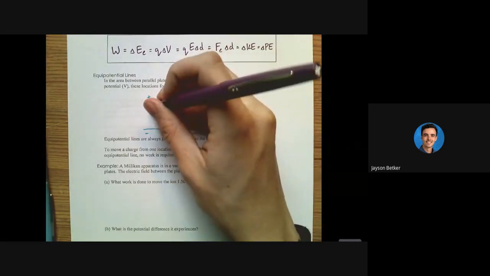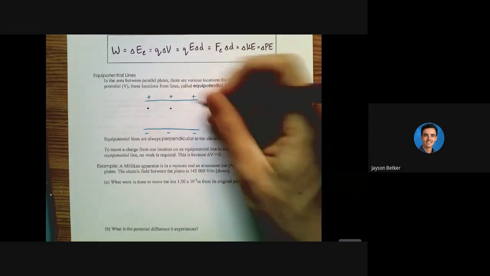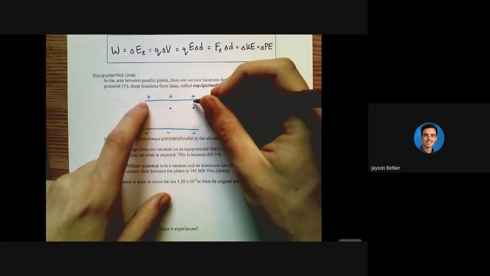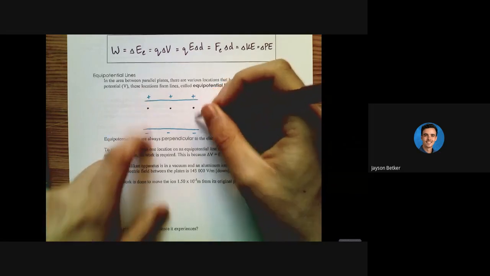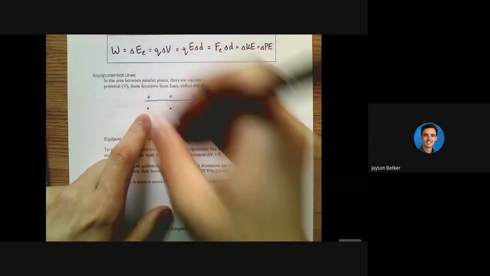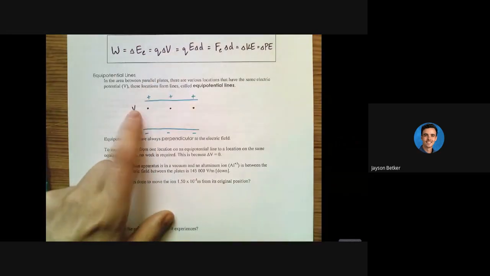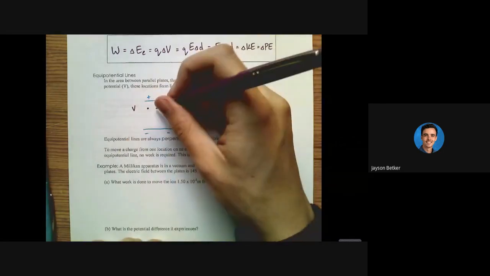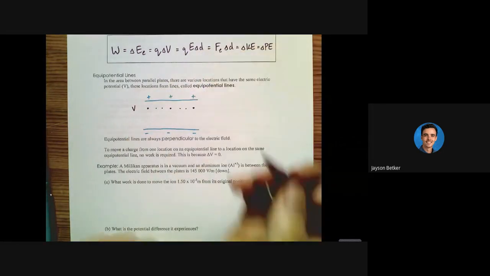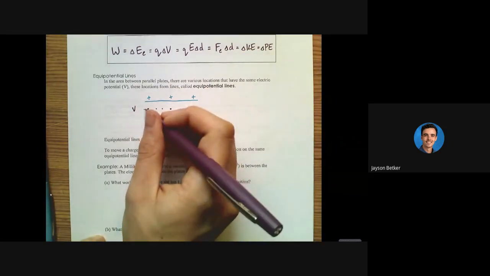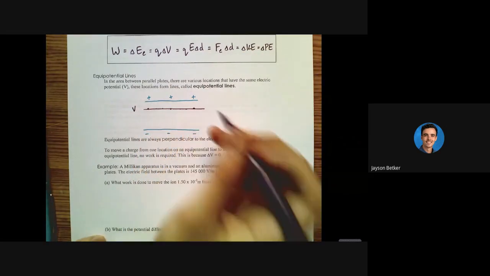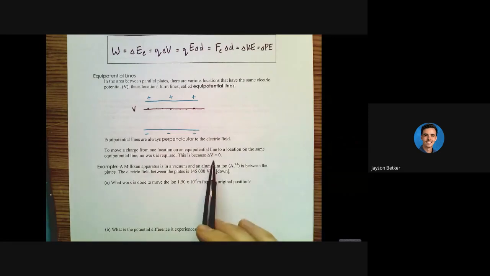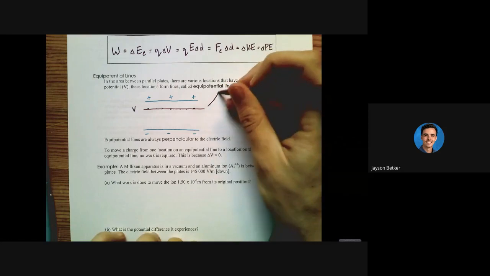If I take 3 locations right here, one here, and one here, and they all have the same distance from the top plate to them and the bottom plate to them, that means that the electric potential at this part, or at this space between these lines, is going to be equal throughout. It doesn't matter if it's there or there or there, it's all going to be equal throughout. And that's because the potential difference is equal to 0. So these are called equipotential lines. This right here is an equipotential line.